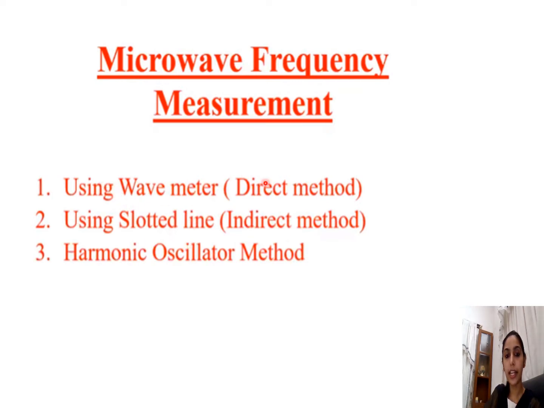First one is the direct method using the wave meter, that is by using the frequency meter which we employ in our microwave lab. Second one using the slotted line, that is the indirect method. We also know what is a slotted line. We have come across the slotted line in our microwave lab. Okay, but that is an indirect method for the measurement of microwave frequency. And another electronic method is the harmonic oscillator method. So now we will see these methods one by one.